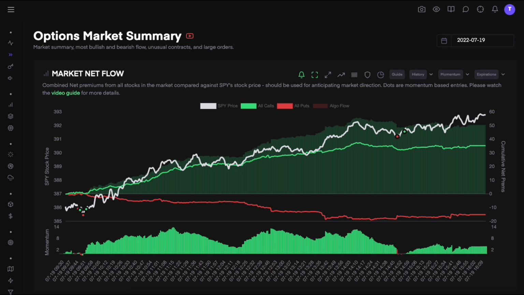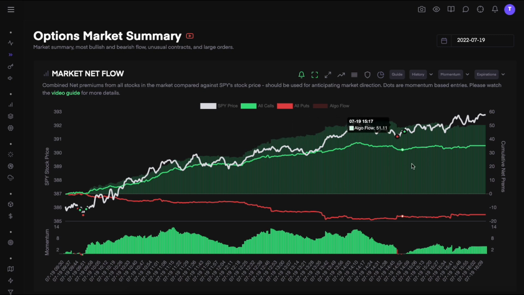The green line here is the cumulative premiums of calls for all stocks in the market, and the red line is the cumulative premiums in puts. If the green line is going up, that means more calls are being bought. If it's going down, that means more calls are being sold, because these are net premiums, and net is bought minus sold positions. If the red line is going down, that means more put selling. If it's going up, it means more put buying.